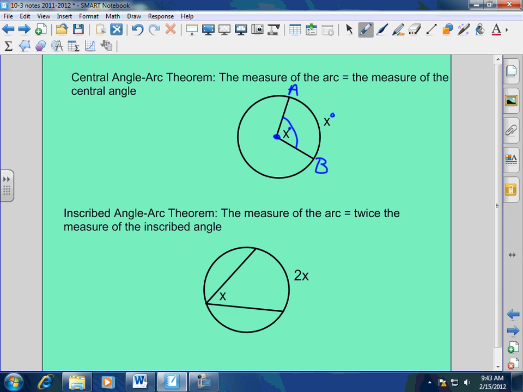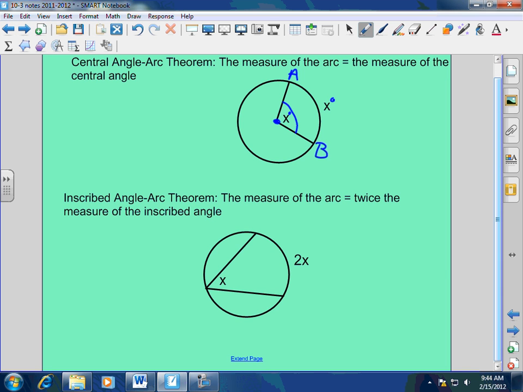Yes, sir. The question was saying this was in a proof, we just put that. I don't know what that means, but you would say central angle arc theorem, because the central angle arc theorem states that the measure of the central angle is equal to the measure of the arc.